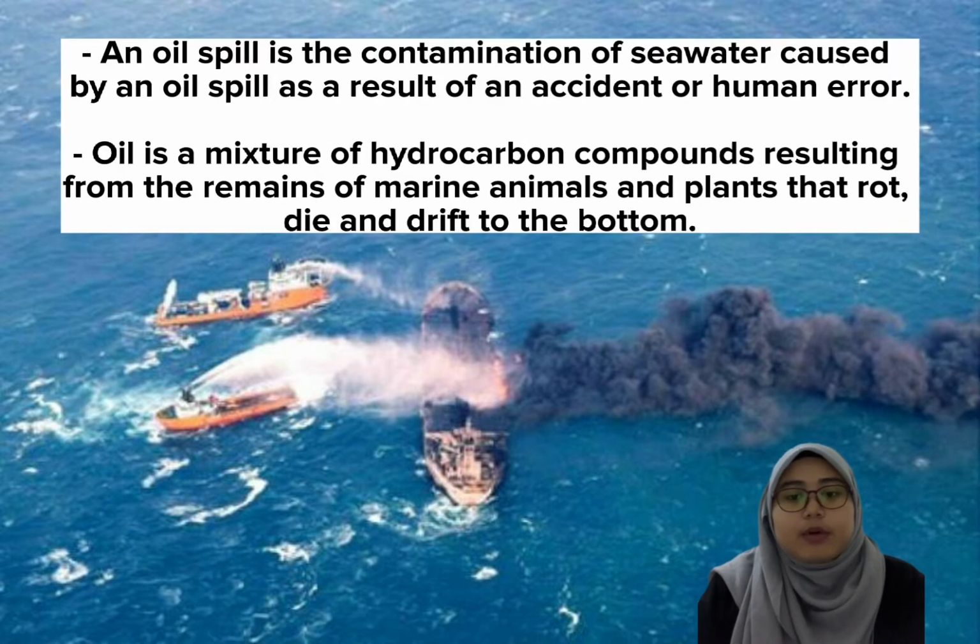An oil spill is the contamination of seawater caused by oil as a result of an accident or human error. This spill pollutes the coastline and estuaries and also poses serious health risks to humans. Oil is a mixture of hydrocarbon compounds resulting from the remains of marine animals and plants that rot, die and drift to the bottom. Every year, approximately 706 million gallons of waste oil are estimated to enter the ocean, with over half of this amount coming from land drainage and waste disposal, such as improper disposal of used motor oil.